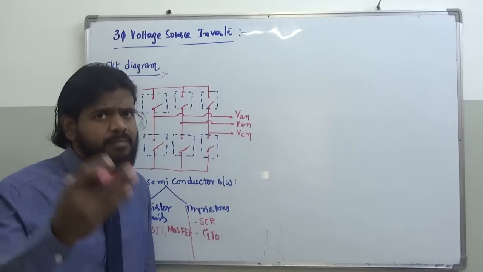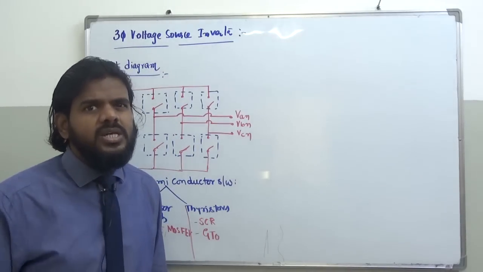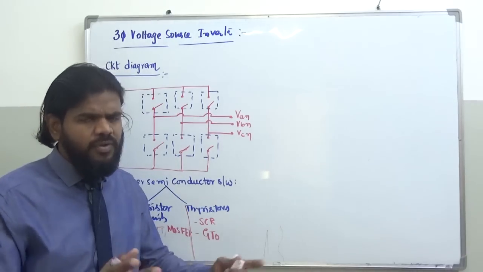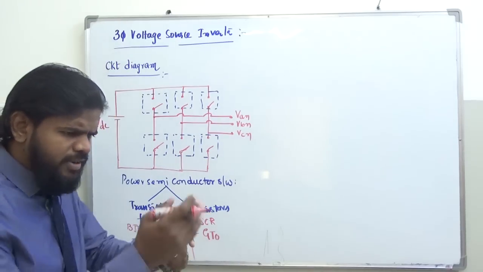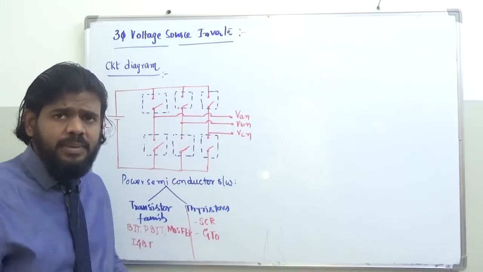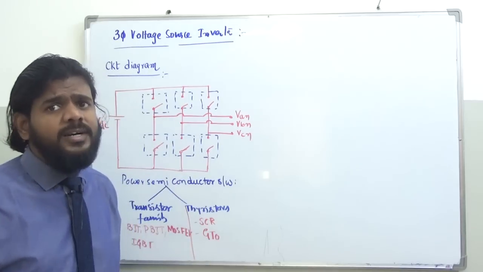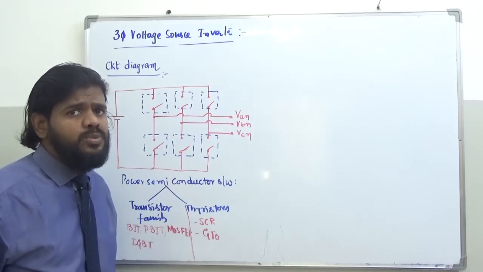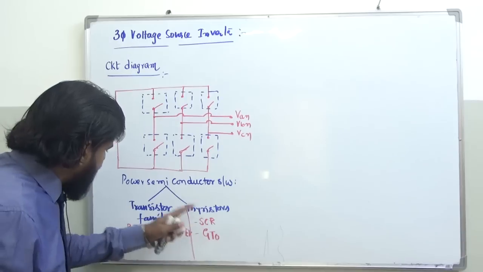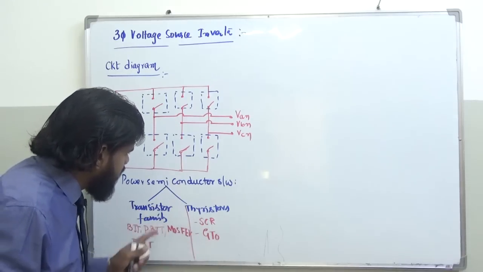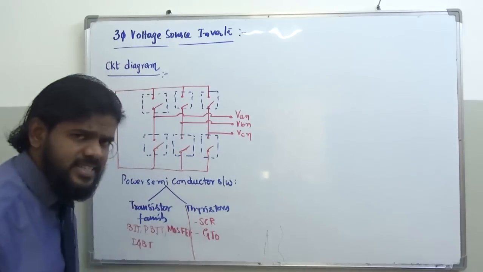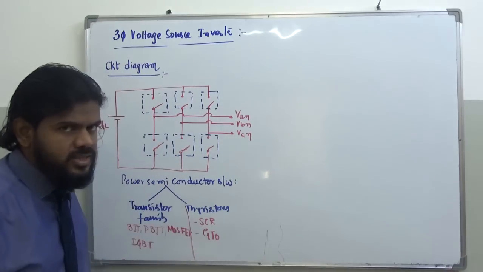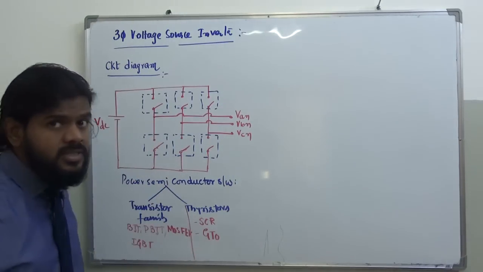If you look at a book called P.S. Bimra, which is on power electronics, in the first initial chapter you'll find the biggest list of all the available power semiconductor switches, right? So this is about the different power semiconductor switches we're going to use. You can use thyristors or you can use transistors, but I'm going to use a transistor here.